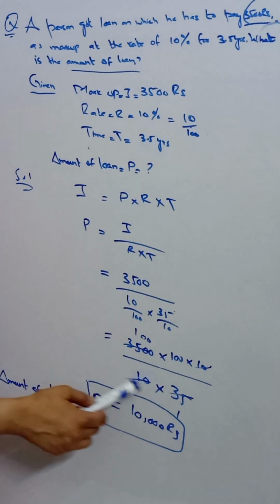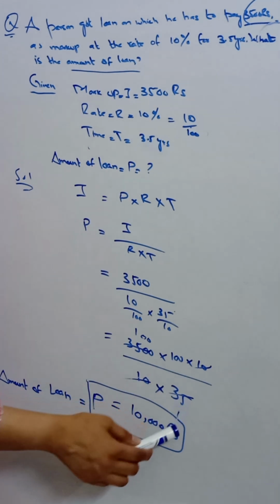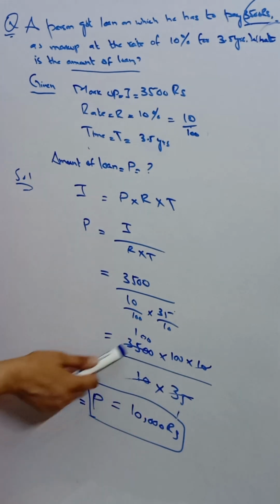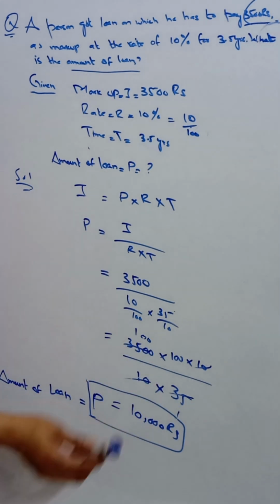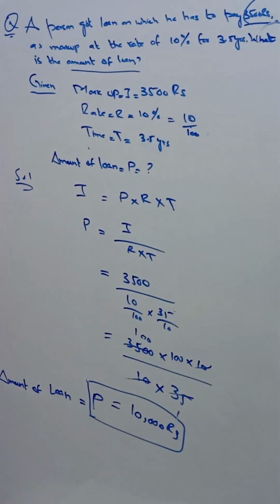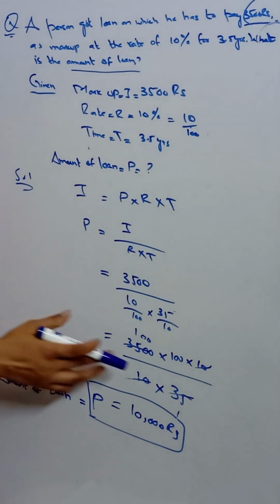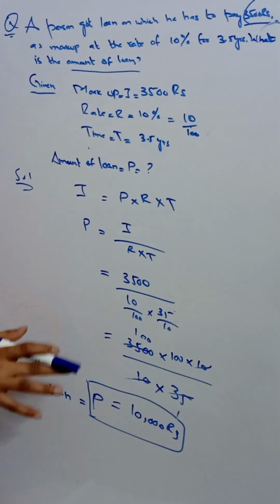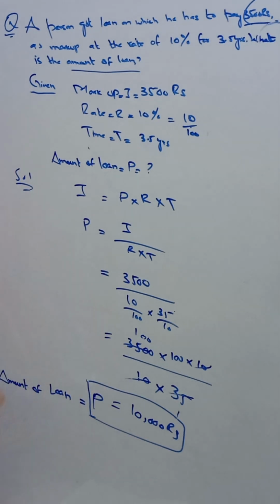Now cancel off. 10 and 10 cancel off. 35 by 35 cancels, leaving 100 and 3,500. Multiply it, you get 10,000. So the amount of loan is P equals 10,000. Actually, my aim is that this cutting must be done by your own self. I just do it for your convenience, but you have to do it yourself. It's very simple, very easy. So the amount of loan is P equals 10,000 rupees. Answer.